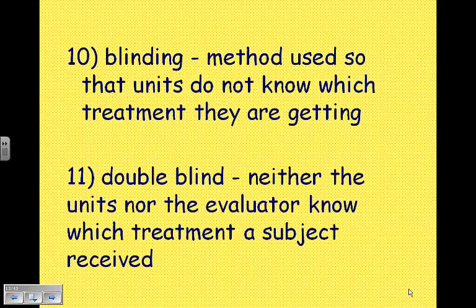And then that leads us into something called double blinding. And double blinding is where neither the units nor the evaluator know which treatment a subject received. So the evaluator doesn't know either.